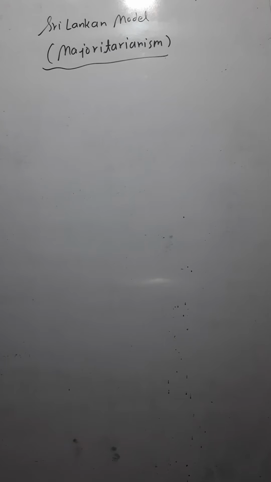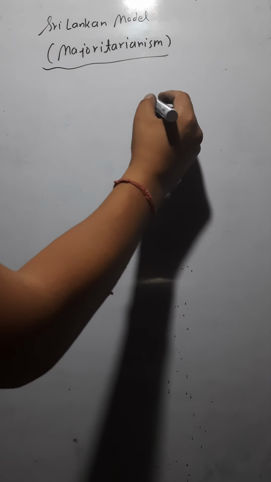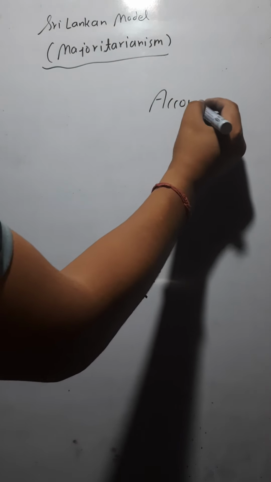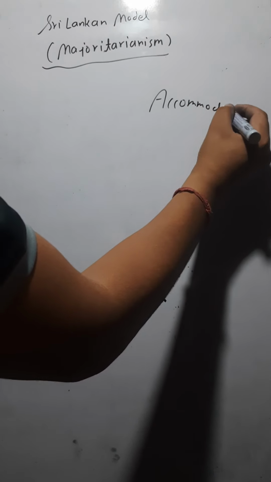Hello dear students, today we will move ahead in the first chapter of class 10 political science, that is power sharing, where we have already discussed different forms of power sharing. In the previous video we discussed the Belgium model. Which type of model of power sharing did they accept? They accepted accommodation. Their model is named accommodation.